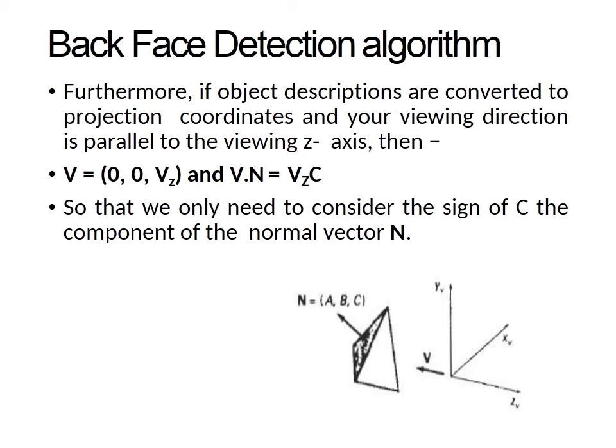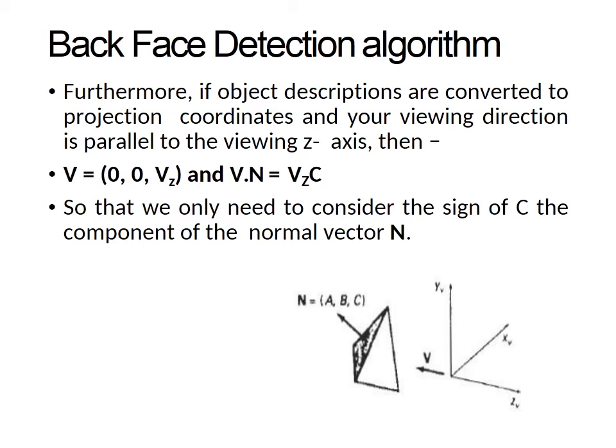Furthermore, if object descriptions are converted to projection coordinates and your viewing direction is parallel to the viewing z-axis, then V is equal to (0, 0, Vz) and V·N is equal to Vz·C. So the back face detection method is very simple.